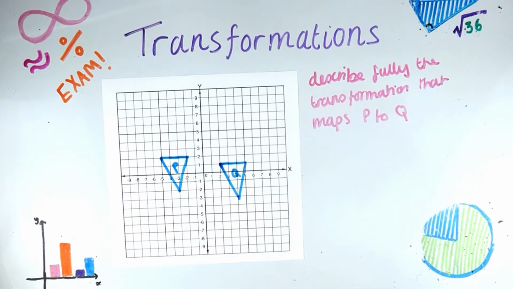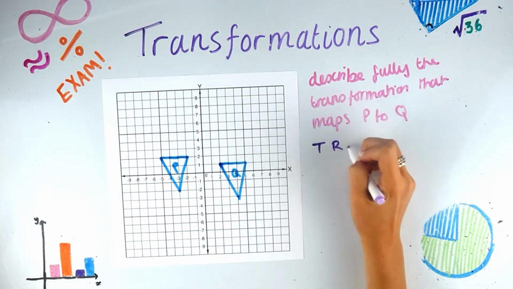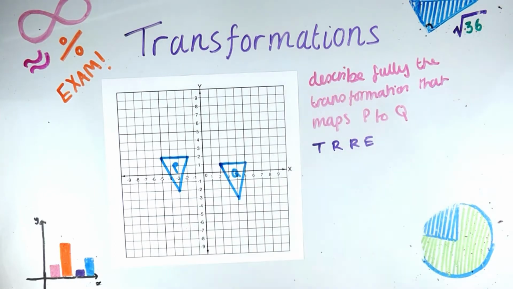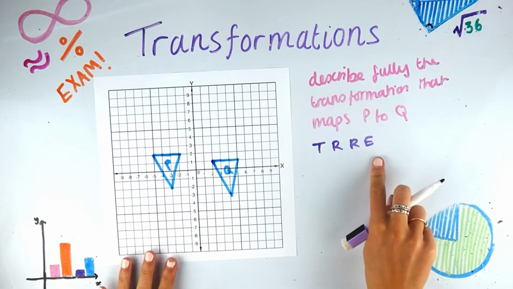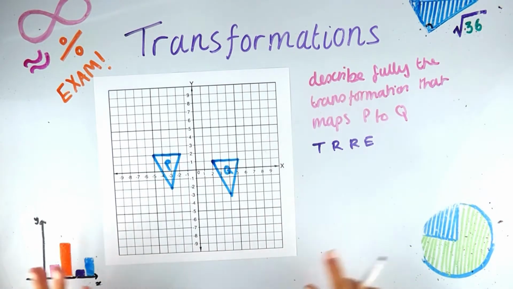Okay, so next question. Describe fully the transformation that maps P to Q. So it's a transformation, so we know it's one of these, tree spelled incorrectly. So it's either translation, reflection, rotation, enlargement. So it's not an enlargement because nothing has changed size.